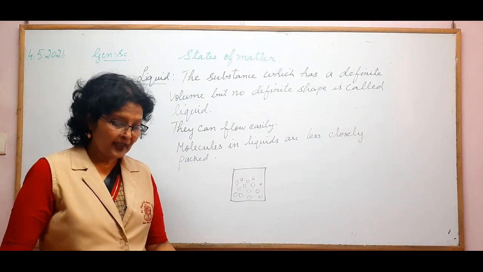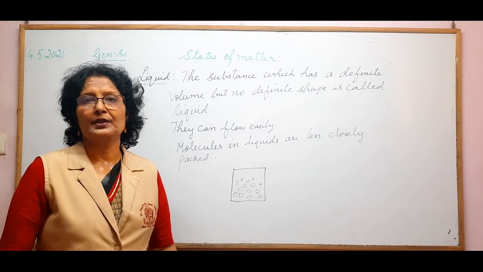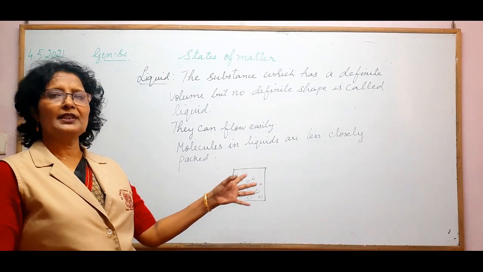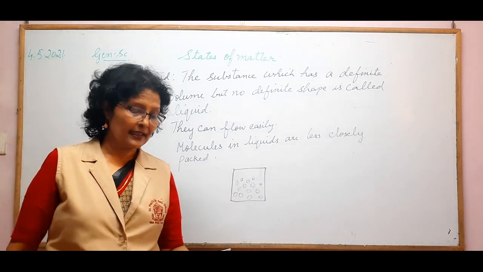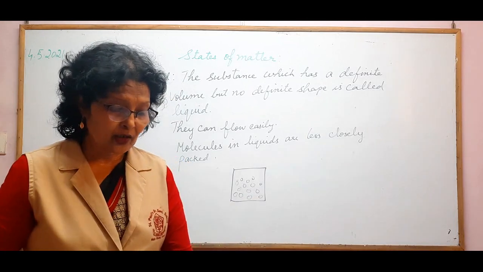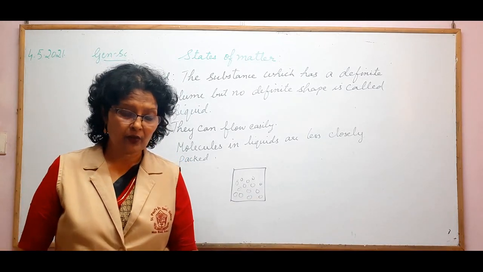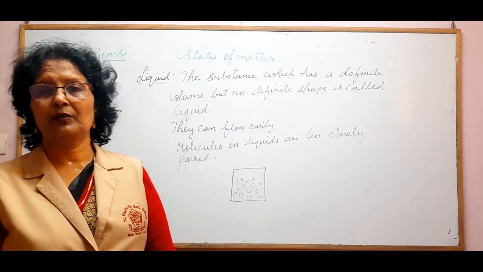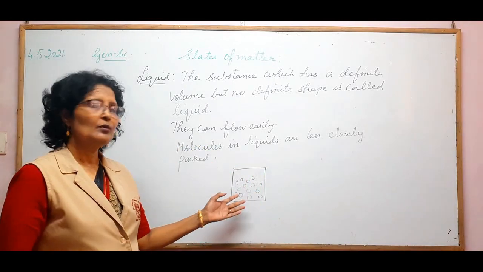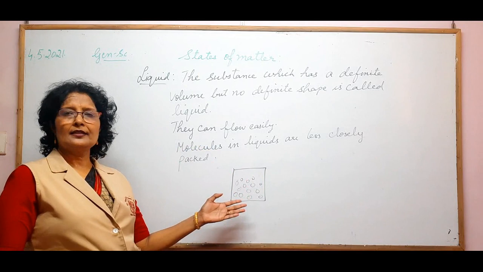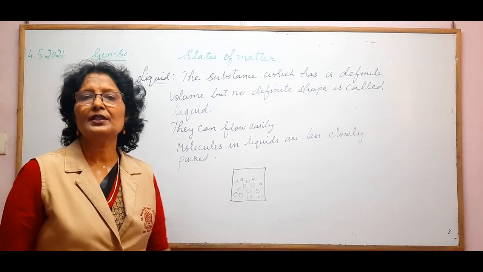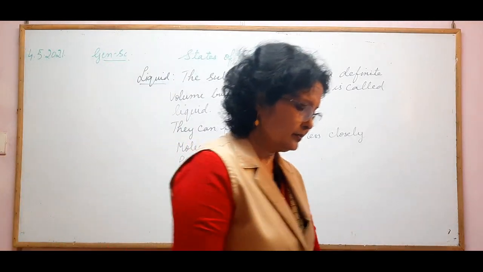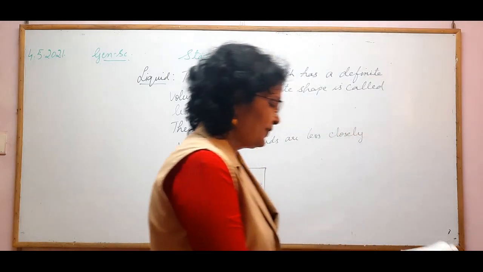The force of attraction between the molecules is small. Then motion of molecules is possible. Naturally, the force of attraction is less, so the motion of the molecules is possible. They can move a little here and there easily. That is why liquids are not rigid and have no shape of their own. They take the shape of the container. Why? Because the molecules can move easily. There is less force of attraction between the molecules, so they can move easily. Is that clear?